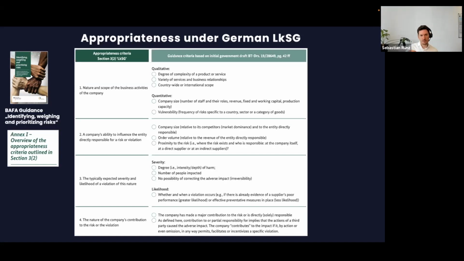You could use that, go through it, tick the box, and then basically have a scheme and say, okay, when I tick those boxes, this tells me that the appropriateness criteria are pretty strong, so I should take more far-reaching measures. Or this tells me, okay, there are not that many appropriateness criteria speaking for far-reaching measures. That's why I only took a certain limited number of preventive or remedial measures.